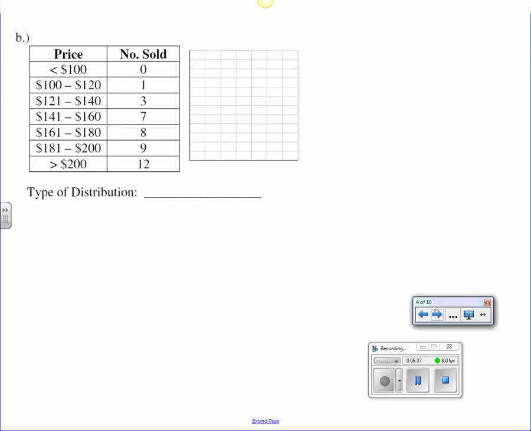All right, this next one, what do you think goes on the bottom? The price. So less than 100, 100 to 120, 121 to 140, 141 to 160, 161 to 180. Feel free to turn your paper sideways. 181 to 200, and greater than 200. All right, so the price goes on the bottom.